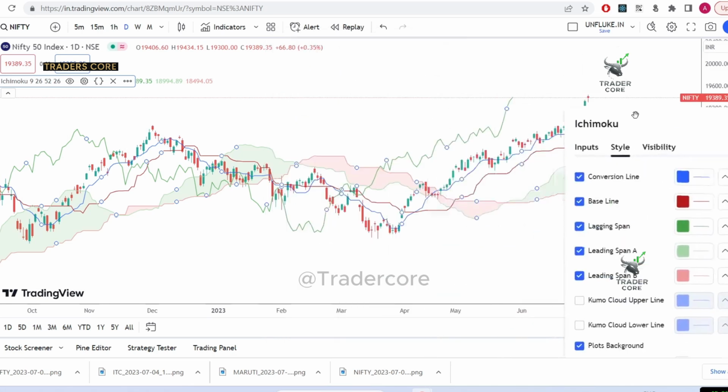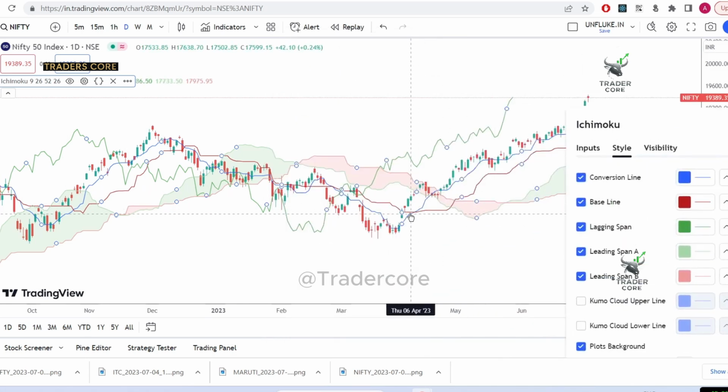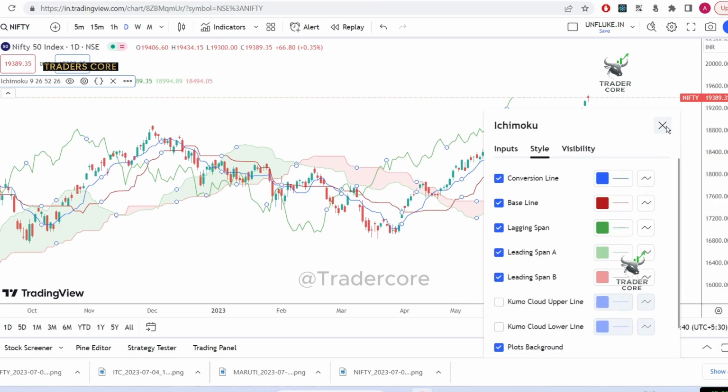So let me tell you what each line is. The blue line is the conversion line, and the red line is the baseline. We would be requiring these two, and apart from that, we will also be using the cloud, the cloud cover. So let's see how to use the strategy.